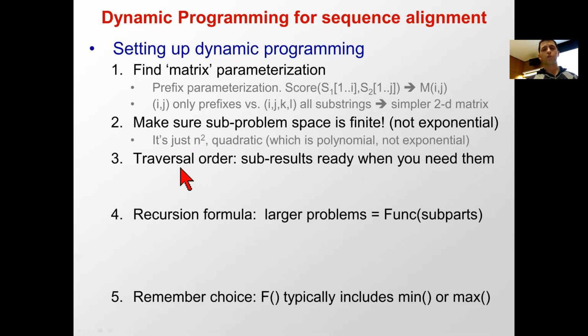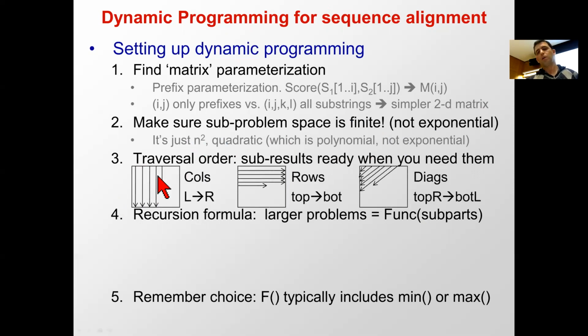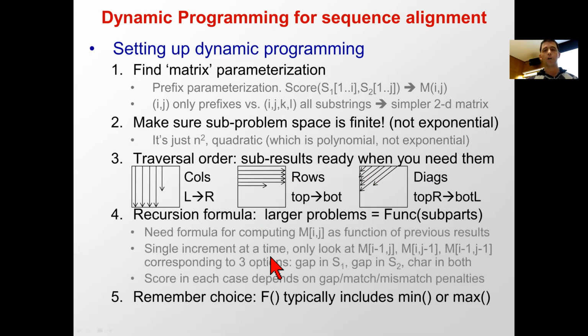And then the traversal order was anything that gives me those top, left, and top-left entries. So I can go down the columns, I can go down the rows, I can fill it out diagonally, anything that makes sure that those three are already available. The recursion formula, that was the hard part, okay?